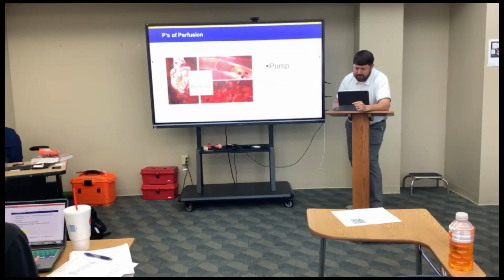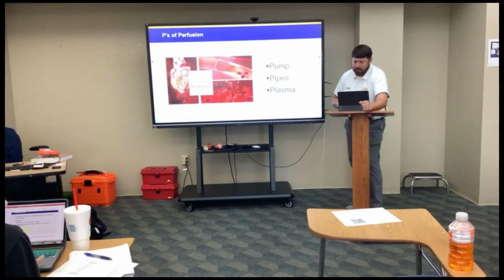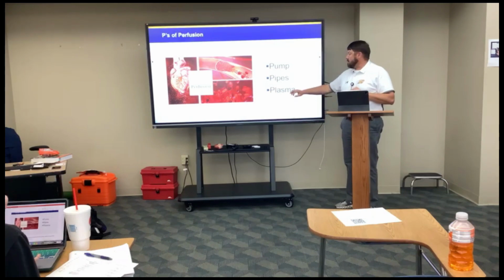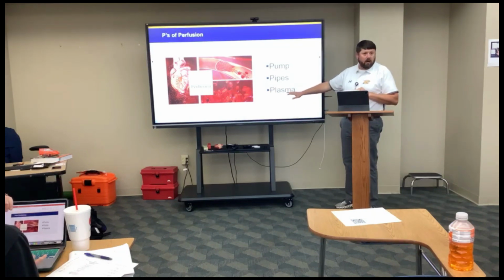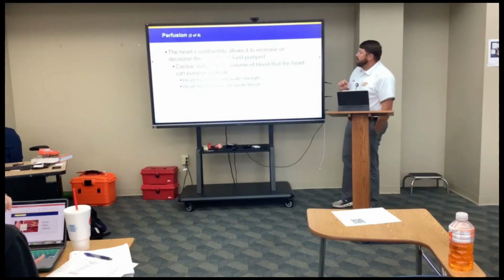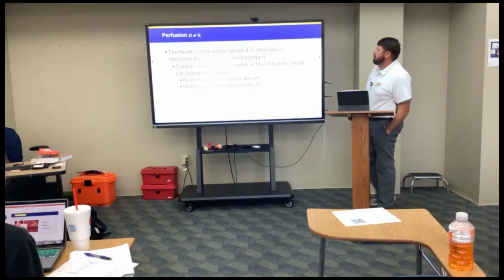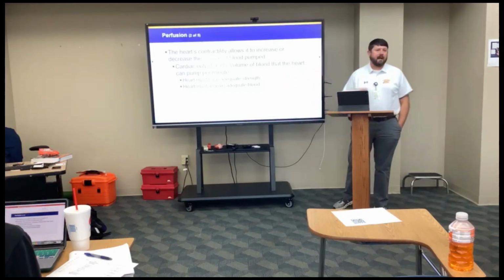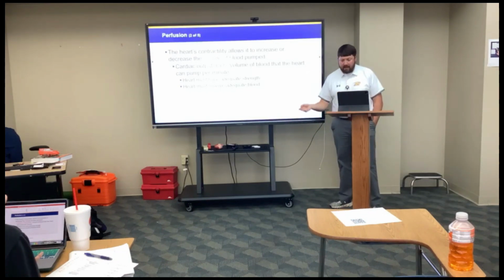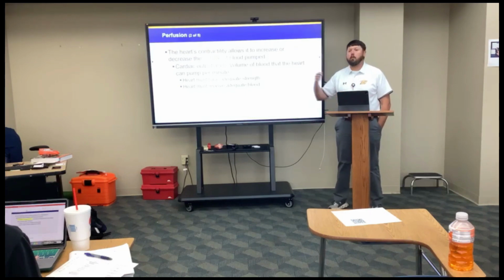So the 3 P's of perfusion: pump, pipes, and plasma. Your heart, your pipes, and the volume that is taking everything around. The heart's contractility allows it to increase or decrease the volume of blood pumped, which is going to be cardiac output. We know cardiac output is stroke volume times heart rate. There's a couple of other things that we're going to talk about too, and that's going to be mean arterial pressure, cerebral perfusion pressure.